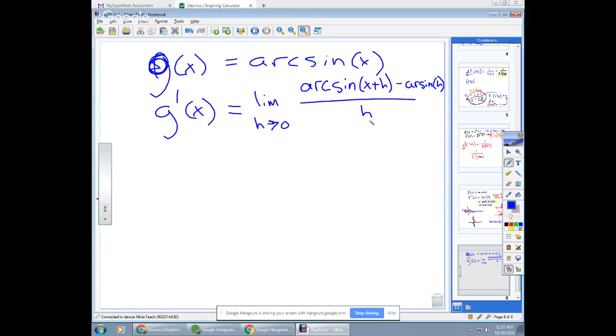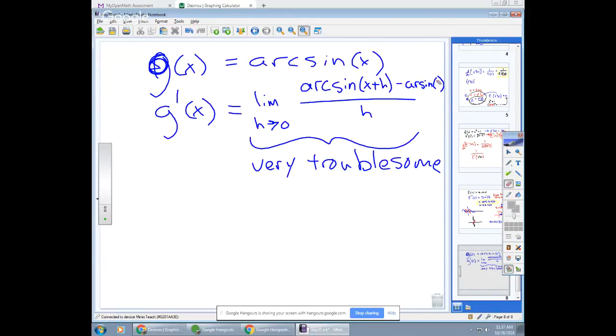Remember how hard it was to find the derivative of the sine? We had to throw in a bunch of identities. Identities for inverse functions are not as numerous and helpful. So this right here is very troublesome. Not good. However, we have a new rule about inverse functions. Yes, Siler? Isn't it arc sine of x? Oh, that should be an x there. Yes, thank you. I messed up there. Good job. That is an x.